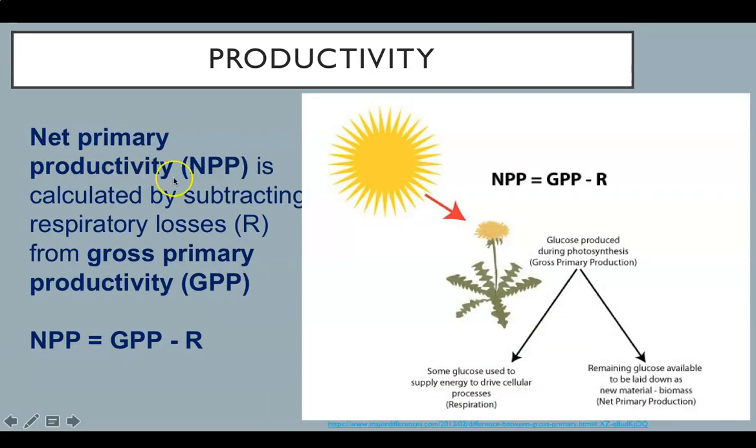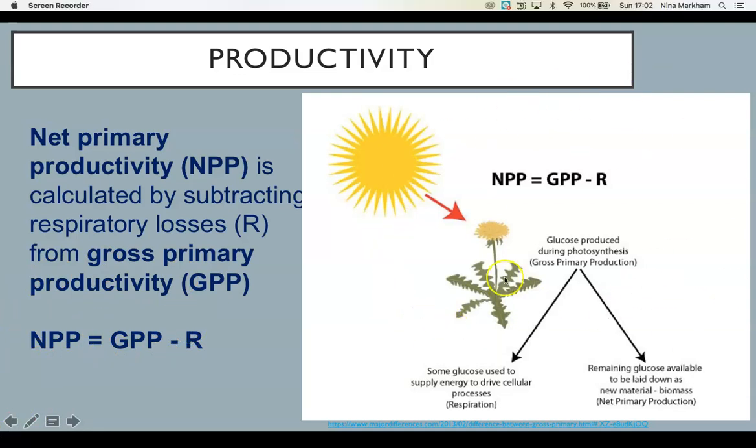Net primary productivity, or NPP, is calculated by subtracting respiratory losses from gross primary productivity. This is the formula: NPP equals GPP minus R. The idea of NPP is illustrated here, right? Glucose is produced during photosynthesis by the plant. This is the gross primary production.